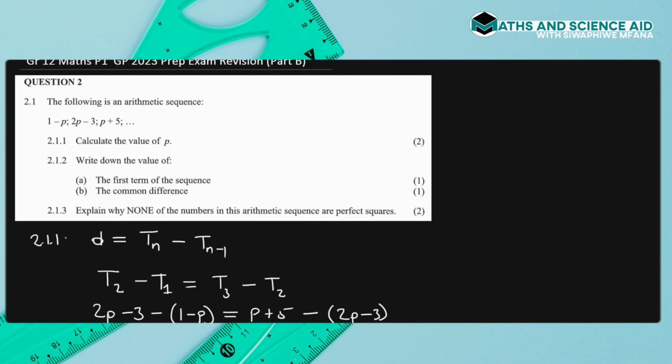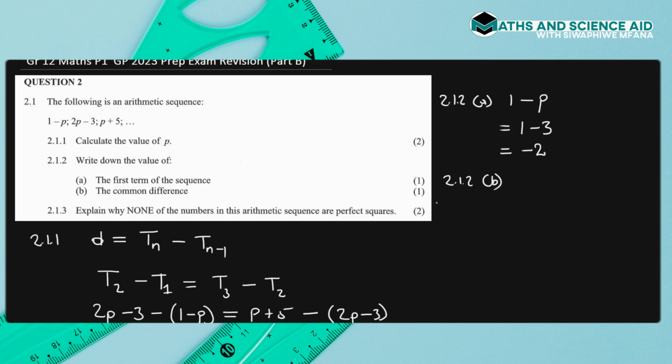Now, let's take a look into 2.1.2. And we have 2.1.2a. And a says write down the value of the first term of the sequence. So this is very straightforward now that we know the value of p. So the first term is 1 minus p. But now from 2.1.1, we know that the value of p is 3. So it means that the first term is going to be 1 minus 3, which is equal to minus 2. Easy like that.